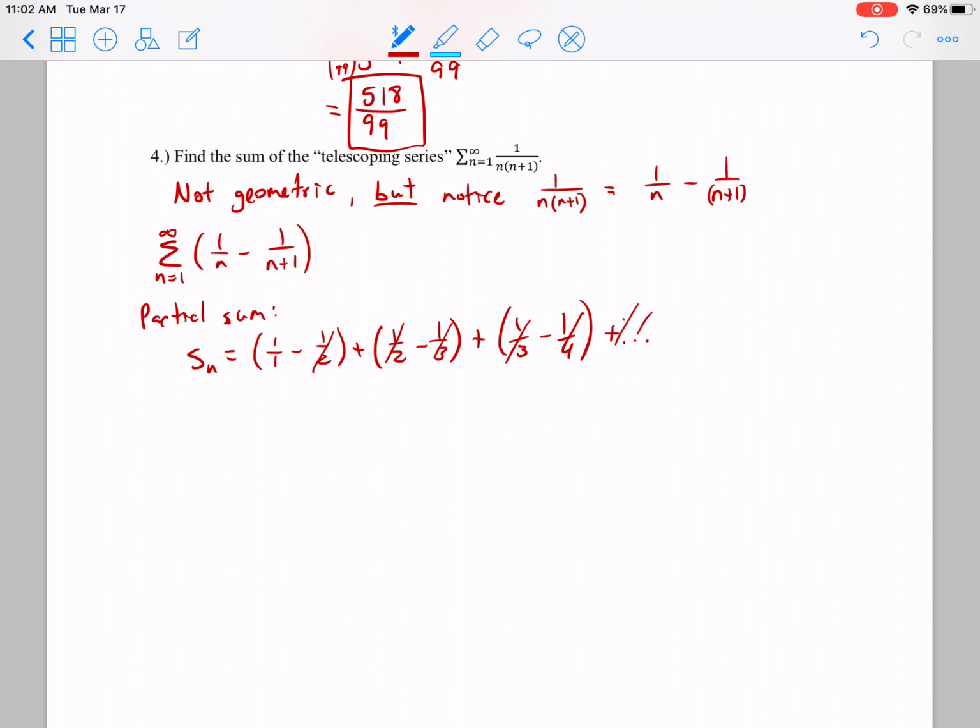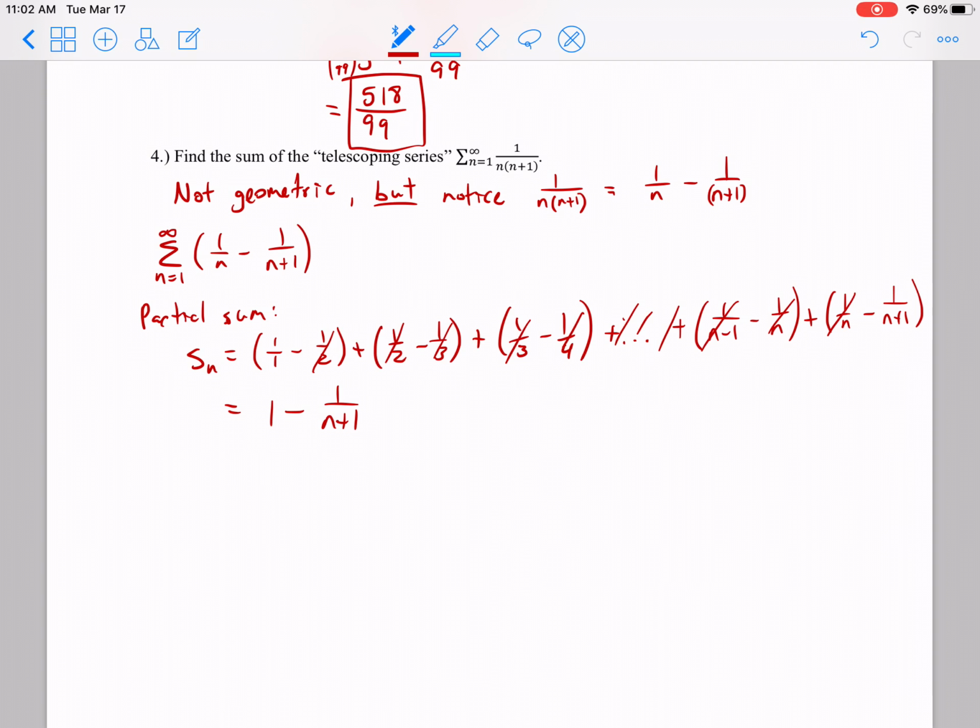And so we can keep canceling through until we get to plus 1 over n minus 1 minus 1 over n, plus 1 over n minus 1 over n plus 1. So these are our last two terms. And this 1 over n minus 1 would cancel with the 1 over n minus 1 in the previous term, and this 1 over n cancels that 1 over n. And this is what we're left with. We're left with the 1 over 1, which is a 1, minus the 1 over n plus 1.